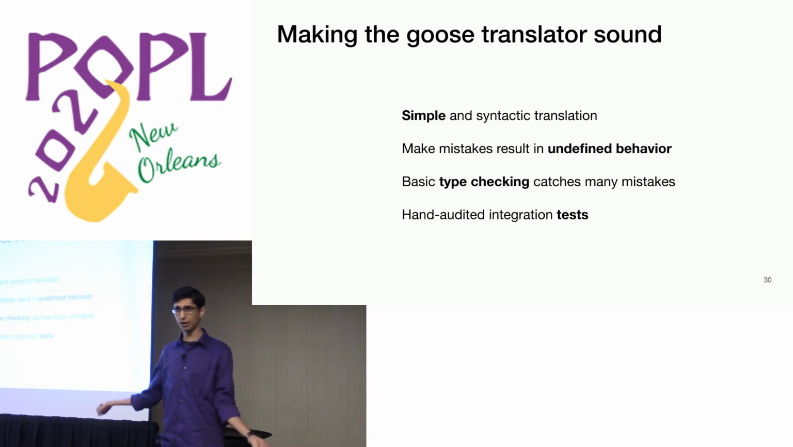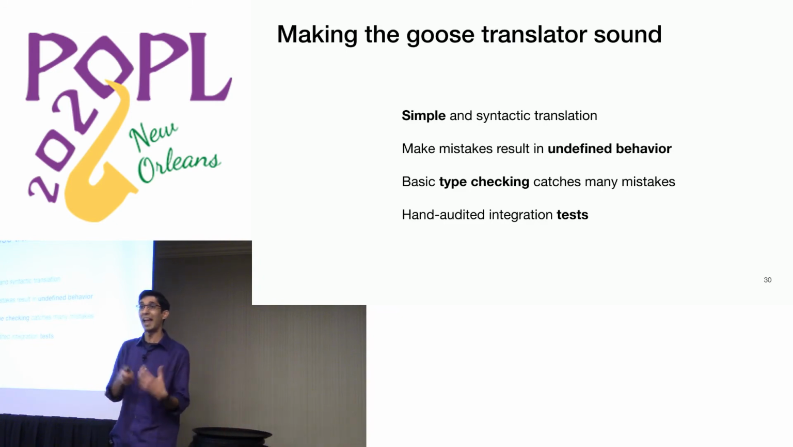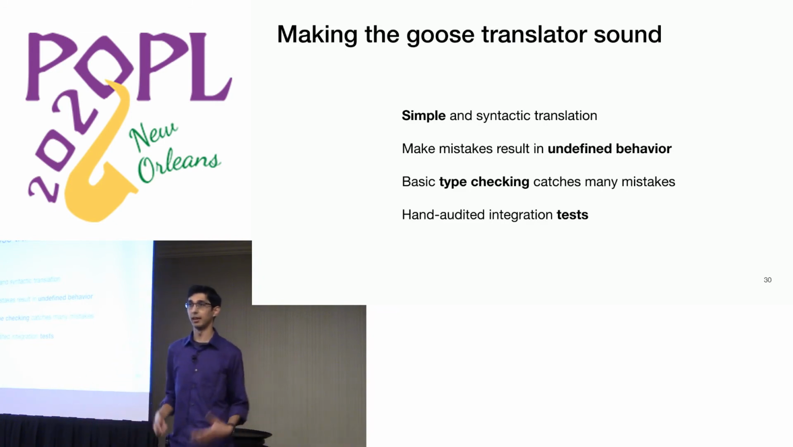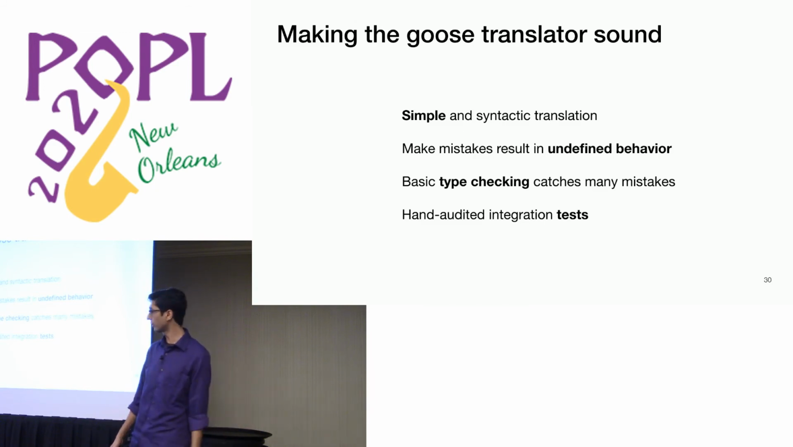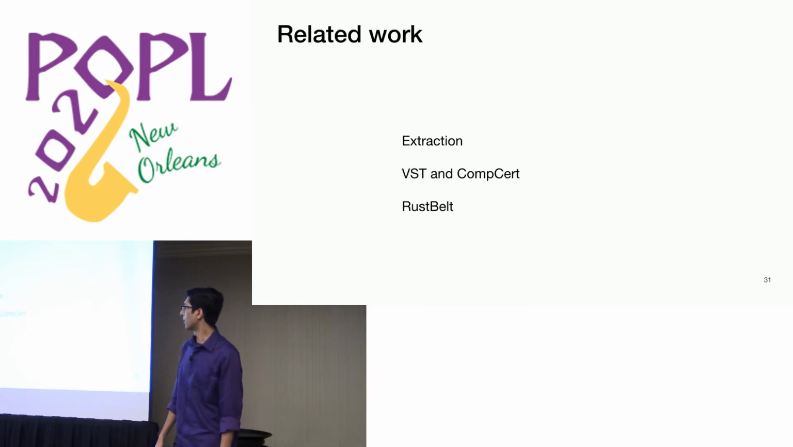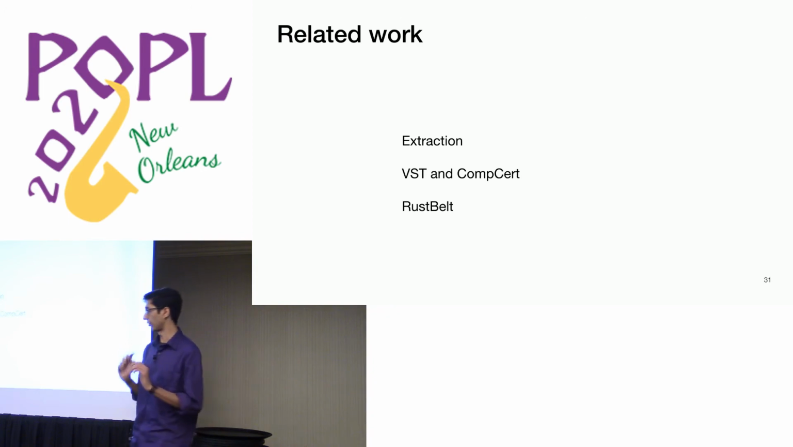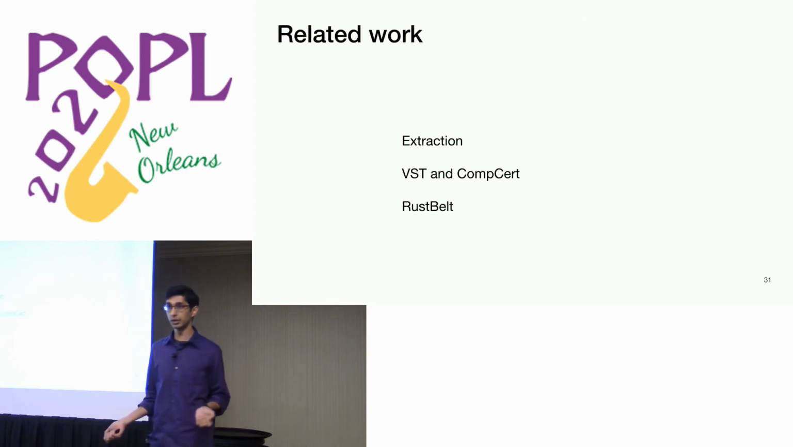We also have a testing strategy. Right now, it's basically we have hand-audited integration tests that help prevent bugs when modifying Goose. But we want to extend the testing strategy. I want to touch a little bit on related work.